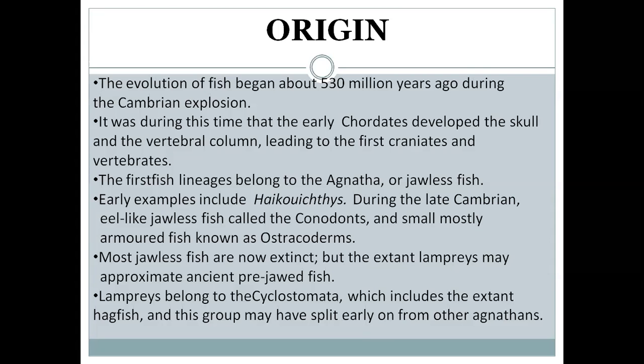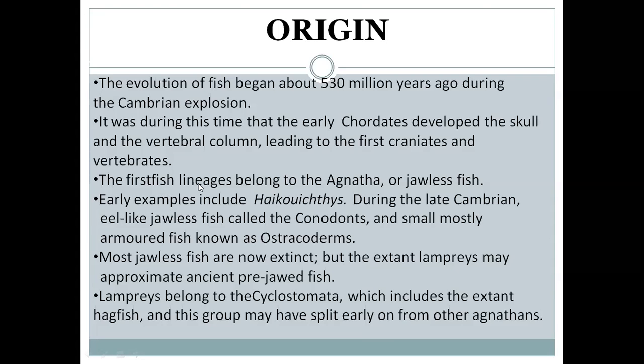During this Cambrian explosion only, the first fish evolved, or originated, on planet Earth. It was during this Cambrian period that early chordates developed the skull and the vertebral column, leading to the first craniates and vertebrates. Craniata and Vertebrata, both terms are similar. Vertebrata means they have vertebrae. Craniata means they have a cranium or skull-like structure in their head. So these first craniates, or first vertebrates, also developed during this Cambrian explosion period.